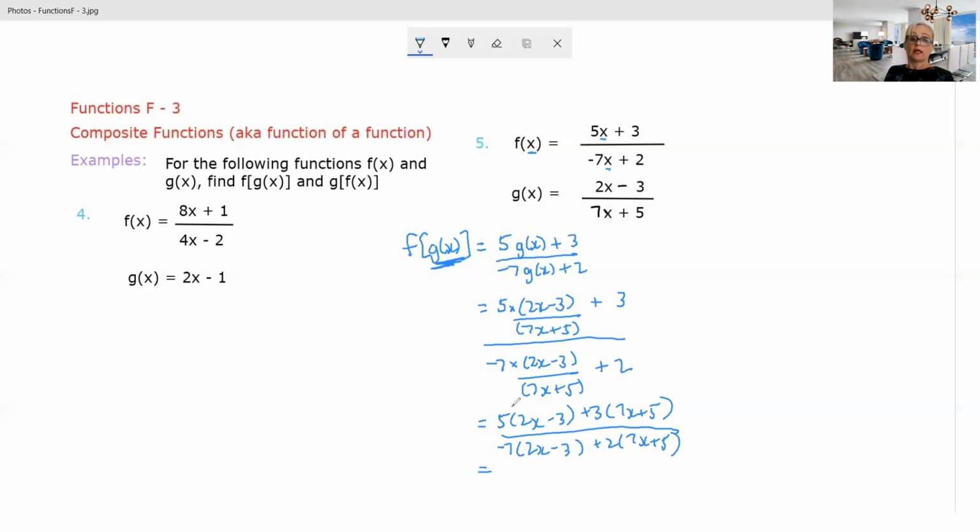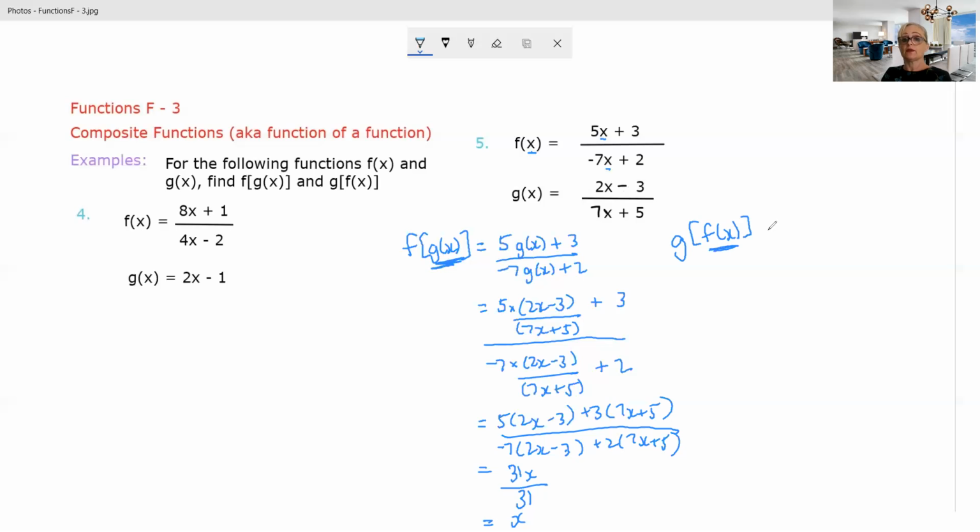All right, numerator, you're going to get 10x plus 21x, which is 31x, minus 15 plus 15, so they go. Denominator, negative 14x plus 21 plus 14x plus 10. So that's over 31. 31x divided by 31 is x. Interesting. All right. Let's do the other way around.